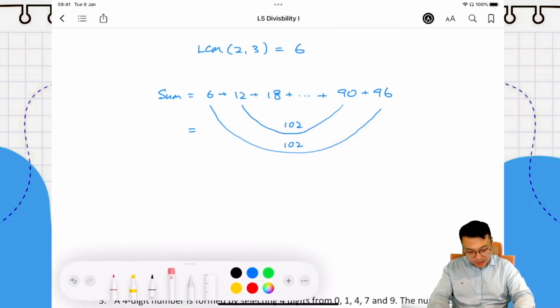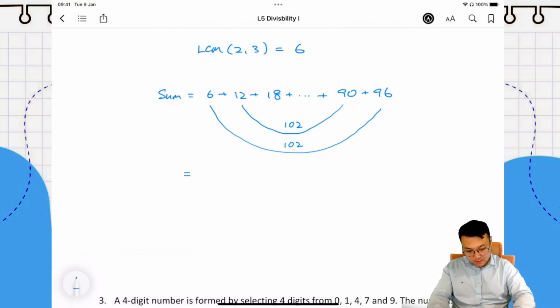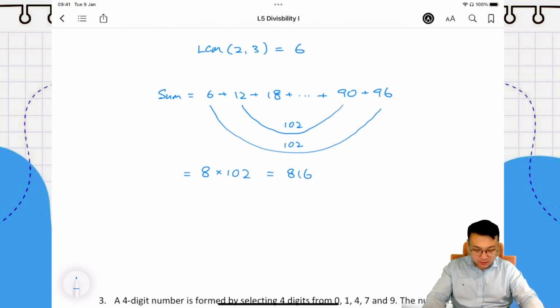That means how many pairs of numbers can you make? 8. 8 pairs of 102. Very good. So Matthew, you know where you went wrong now? Yeah, it's because of the pairing. Okay, thank you, Matthew. Well done. Now, students, this is how we do it, the rainbow method.